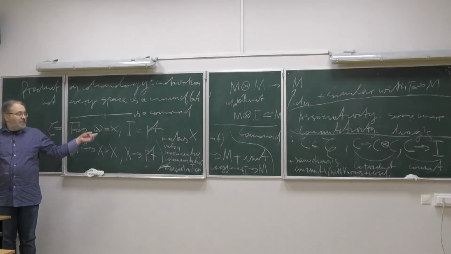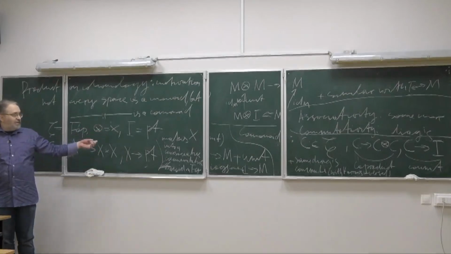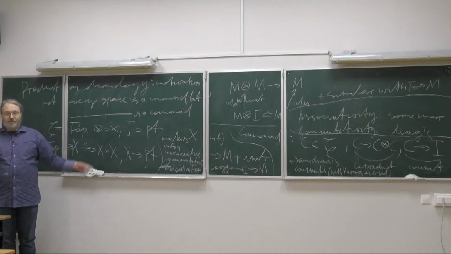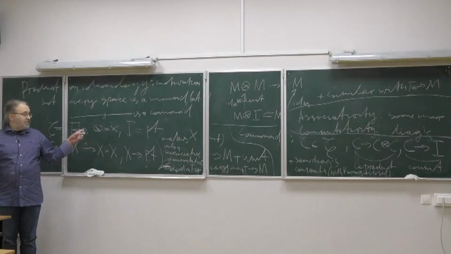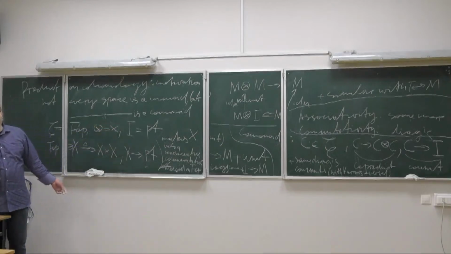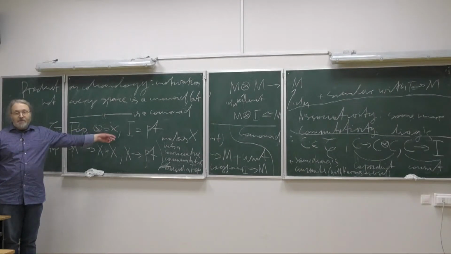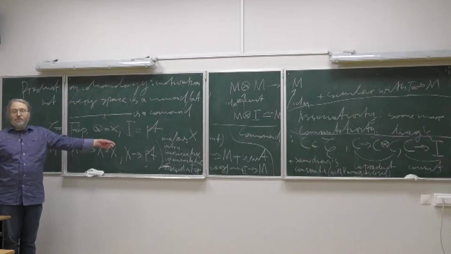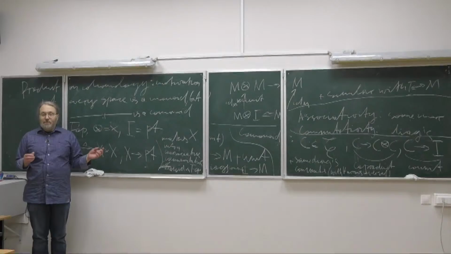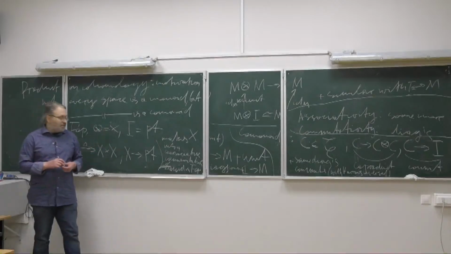Okay, so this was the motivational part. It can be ignored, but still I think it's useful. So now I suggest we have a break, and then we'll talk about the product in more detail. Every space is a co-associative, co-commutative monoid. Let's try to extract some useful properties from this observation.